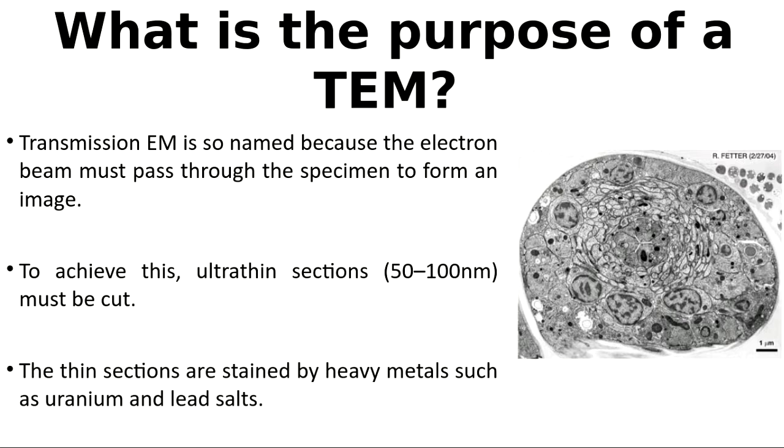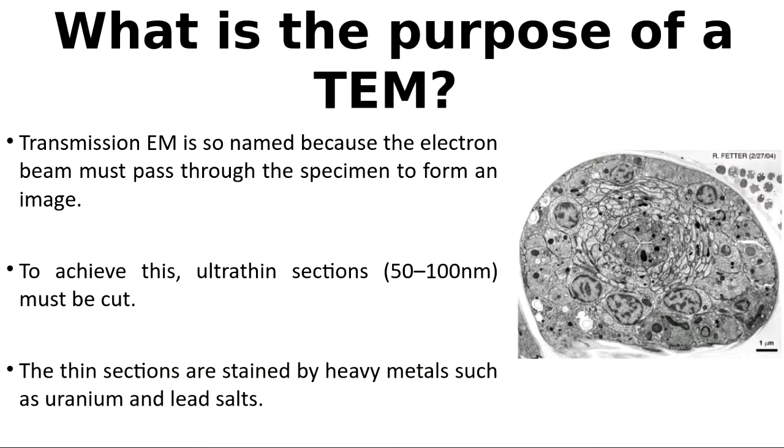What is the purpose of a transmission electron microscope? The transmission electron microscope is so named because the electron beam must pass through the specimen to form an image. So it has to pass through the specimen and it forms the image. That is why it is called transmission. Means it is passing through the body of the specimen, and to achieve this, ultra thin sections are used. So the sections you cut with a microtome should be very thin, 50 to 100 nm. Then only the rays will pass through the tissue and you can get an image.